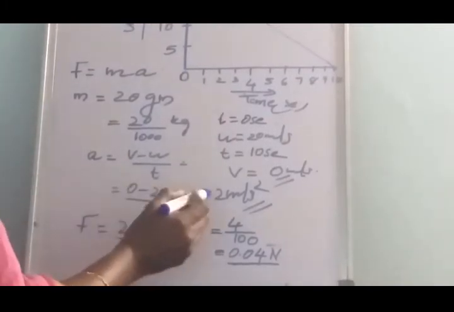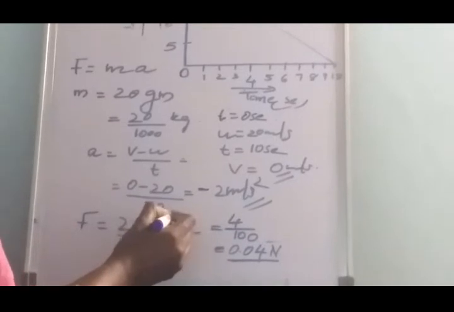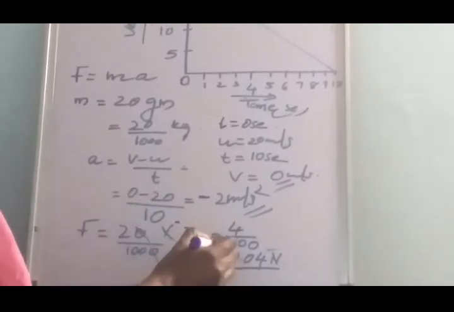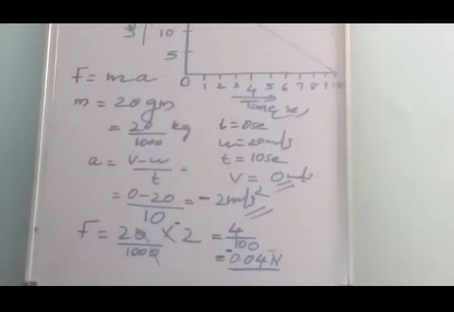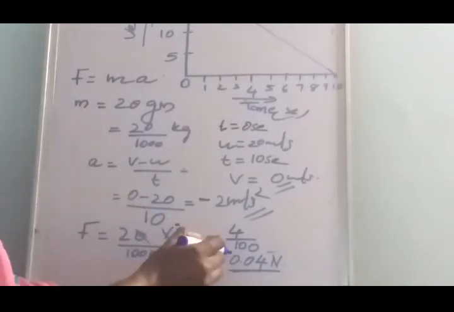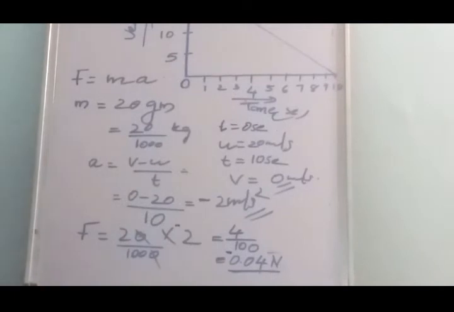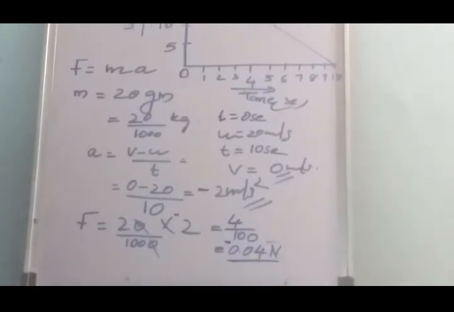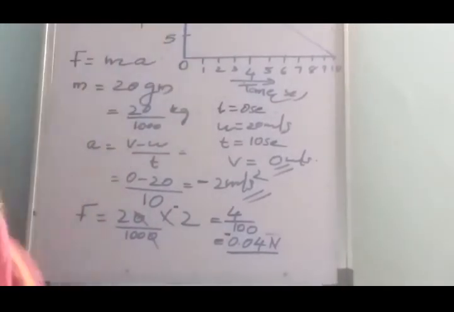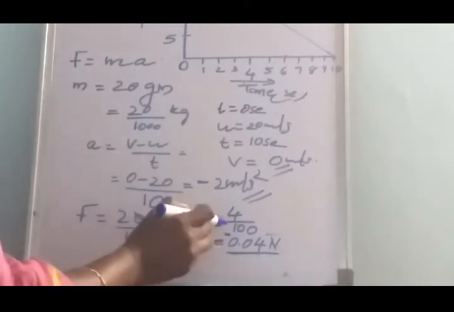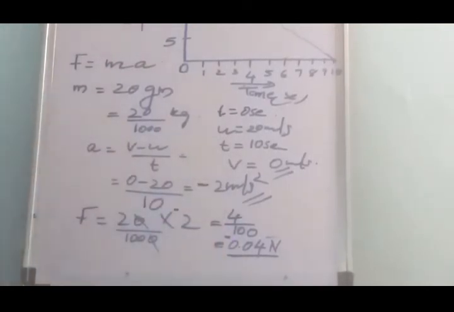Here the acceleration is negative, so we have to put a negative sign. So we will get the negative force, because the negative sign shows that the force exerted by the table is opposite to the direction of motion of the ball. That is why we got a negative sign here.